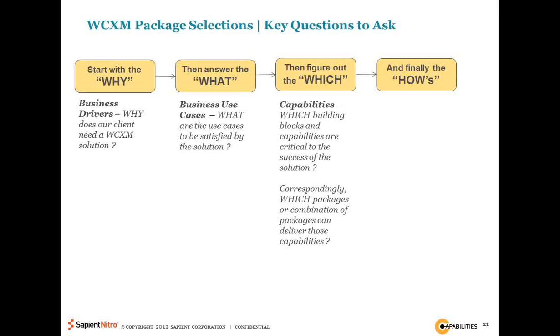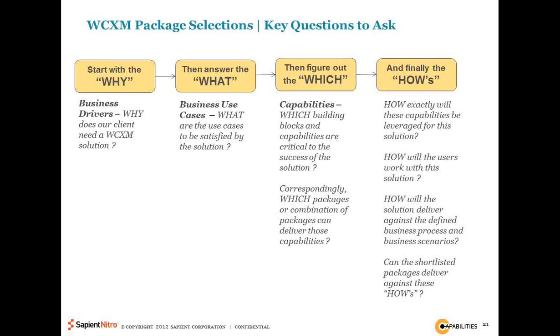And then figure out the which, and what I mean by that is what do you need, which capabilities and which building blocks do you need to deliver this solution, and correspondingly which packages can help you, right? And so there's a mapping process in saying, because I need these capabilities, for example, because I need video processing or image processing, therefore I probably need to consider a DAM package or something like that, right?